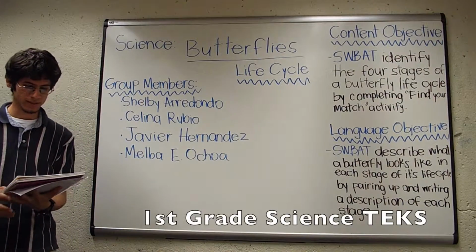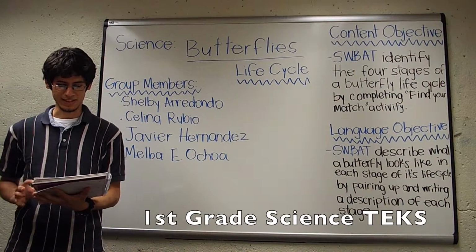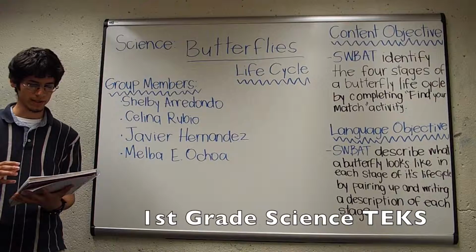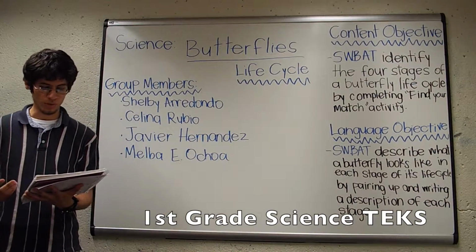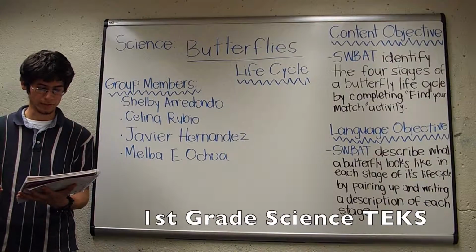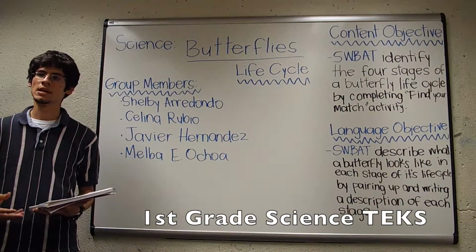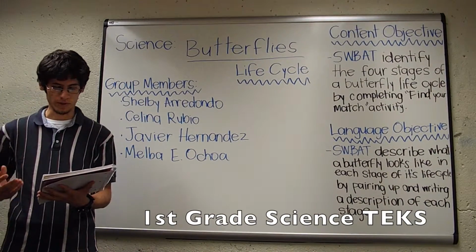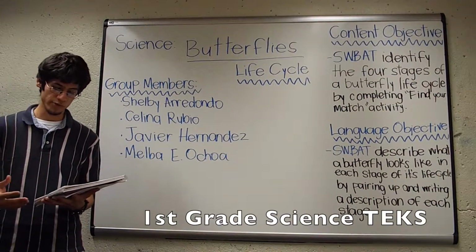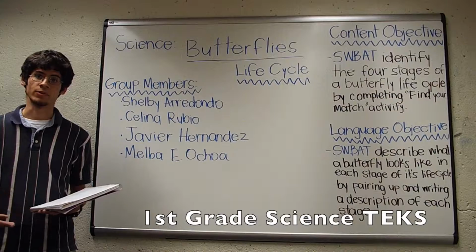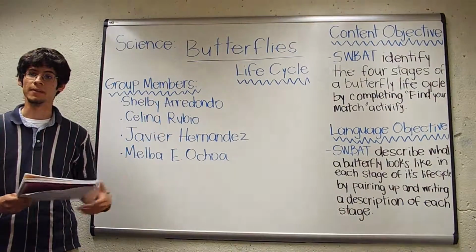We're following the science TEKS that focus on organisms and environments. The student knows that organisms resemble their parents and have structures and processes that help them survive within their environments. The student today will be expected to observe and record the life cycles of animals, specifically the butterfly.